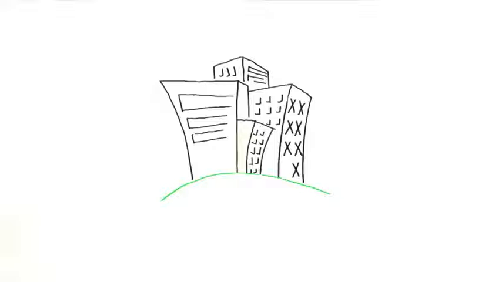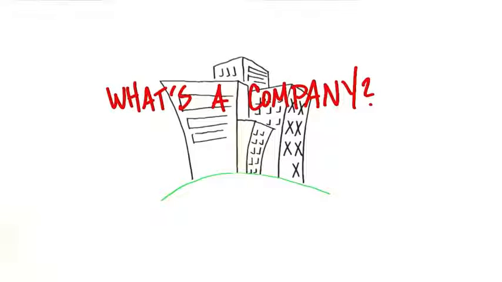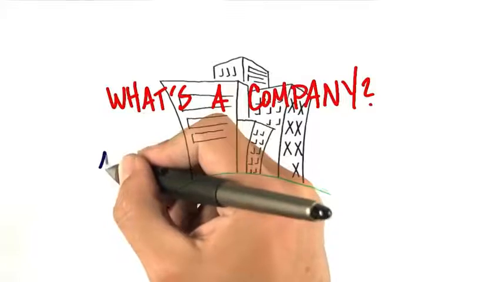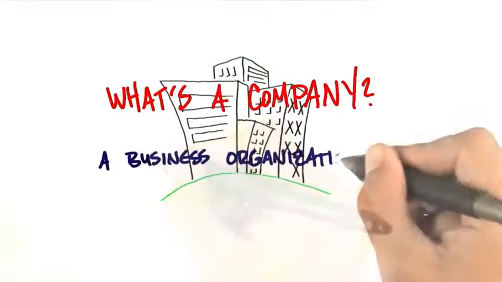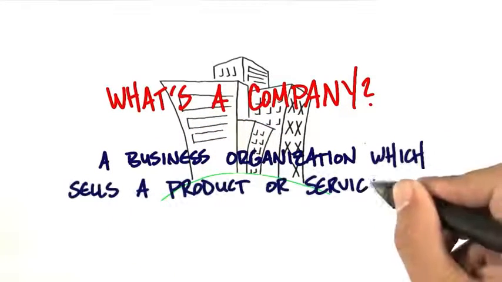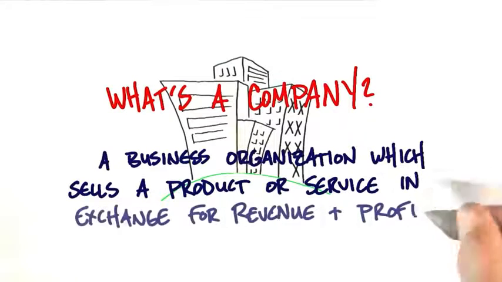So let's make a start at business models and customer development. But before we even begin, one of the first questions I tend to ask is, what is a company? What is it that I'm trying to actually start? Just for the sake of this class, I think we ought to use this definition. A company is a business organization which sells a product or service in exchange for revenue and profit.